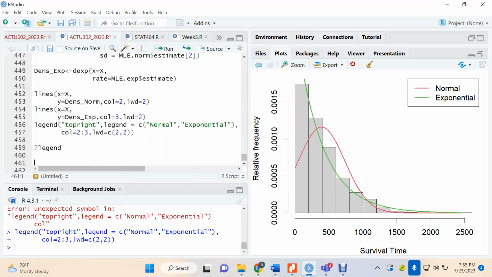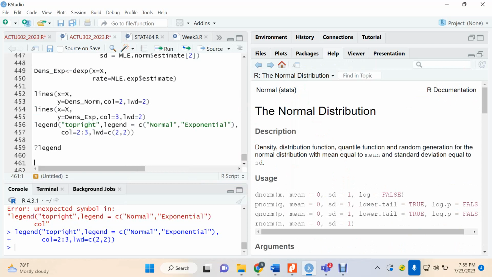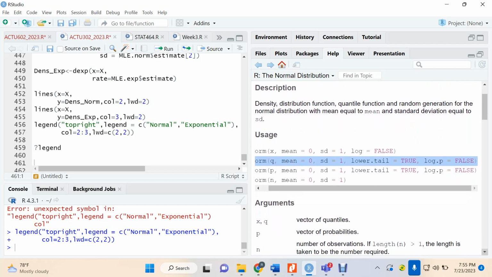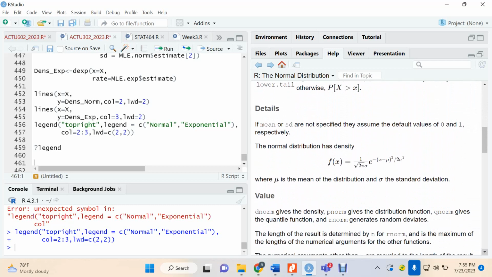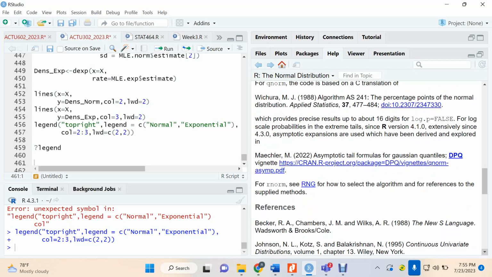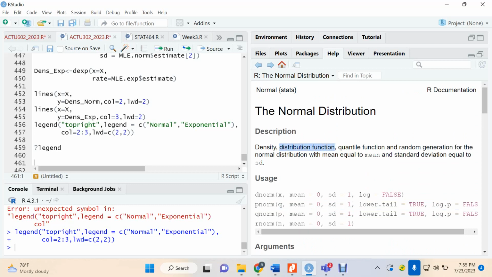Remember, if I go to here, have you seen P? That is for the distribution function, which is the CDF. The distribution function is the P, right? The second one. If I change lower tail to false, then it becomes a survival function.